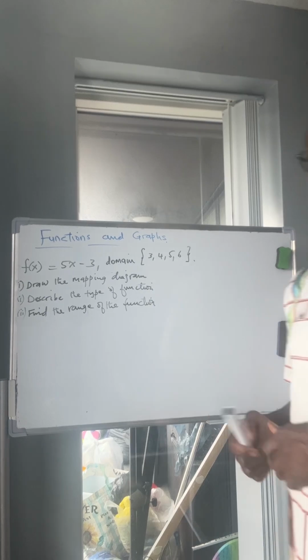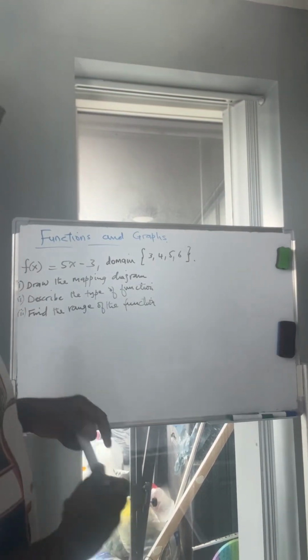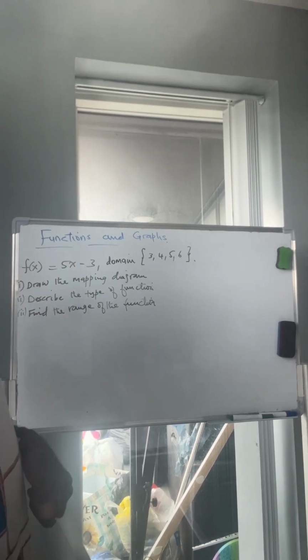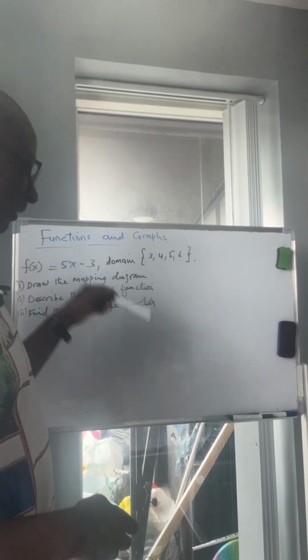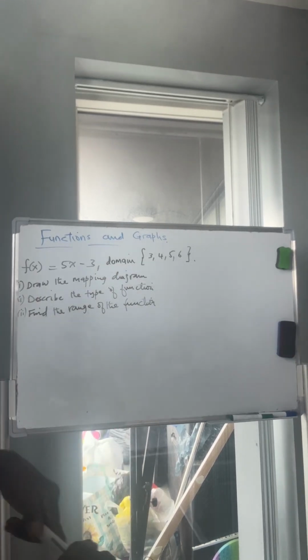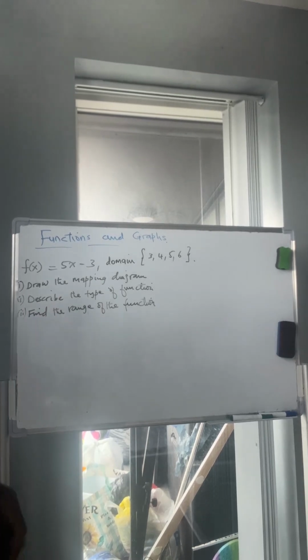We are looking at a problem on the board. The problem reads, f of x is 5x minus 3, and you are given the domain of this function as 3, 4, 5, and 6. Now you are asked to draw the mapping diagram.